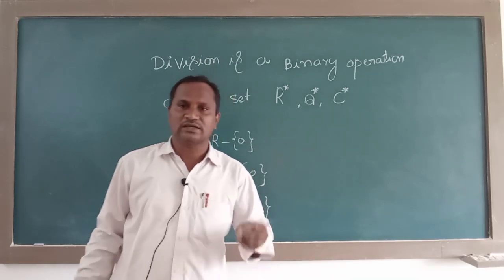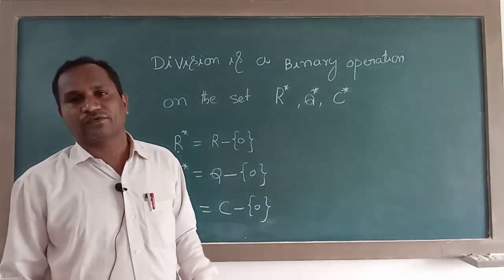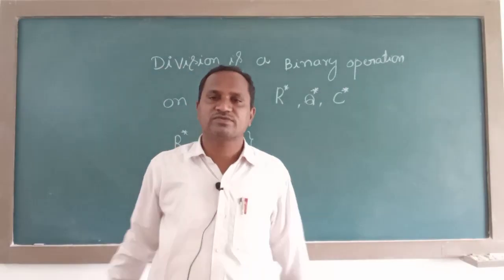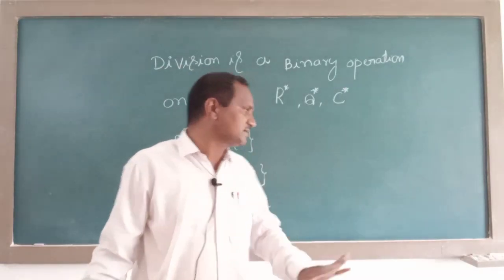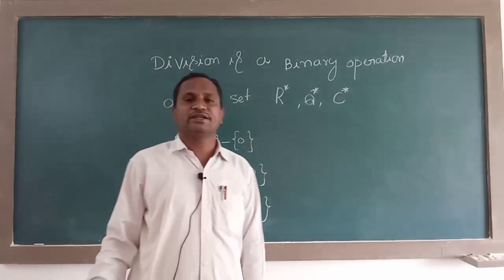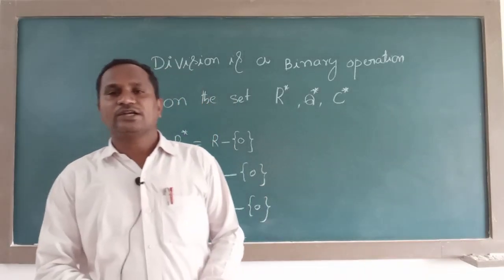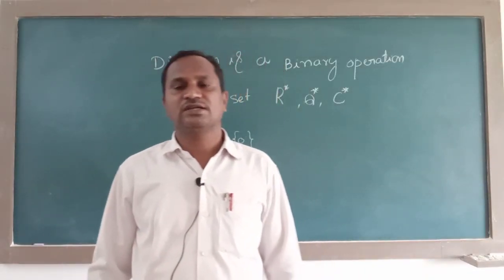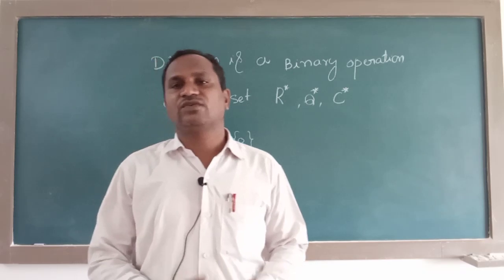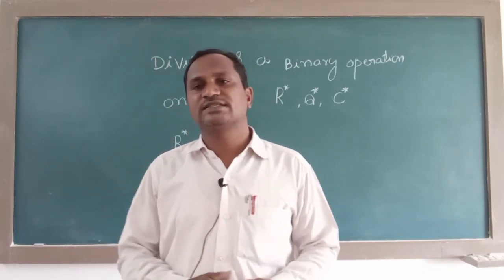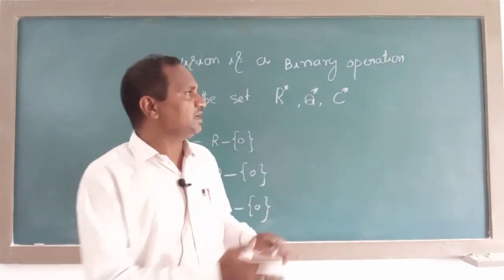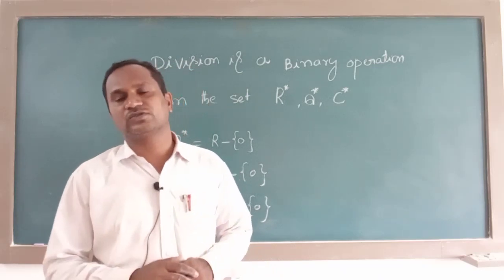But in case of R, in case of Q and in case of C, they do not form binary operations. This is the information about binary operations. Today I told the definition of binary operation, at the same time in which case it forms a binary operation and in which case it is not a binary operation. At the same time I have given some examples also.